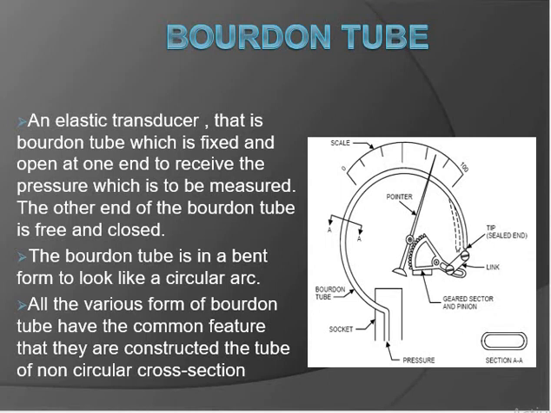So now we will see one more example, the Bourdon tube. The Bourdon tube pressure gauge is an elastic transducer. I told you what a transducer is: a transducer is nothing but something that converts energy from one form to another form. The open end receives the pressure which is measured. At the other end of the Bourdon tube, we see a gear wheel, the rocker arm, and then it is linked to the pressure scale.